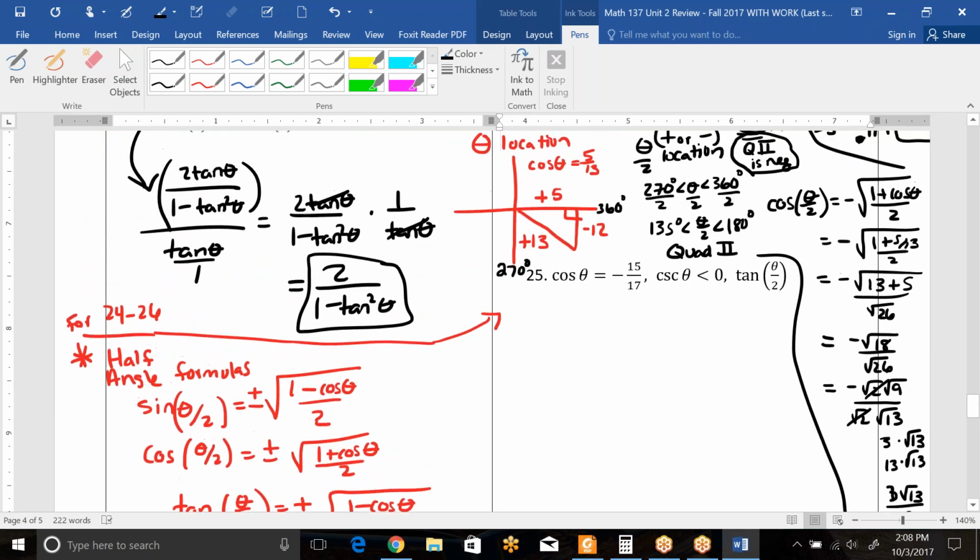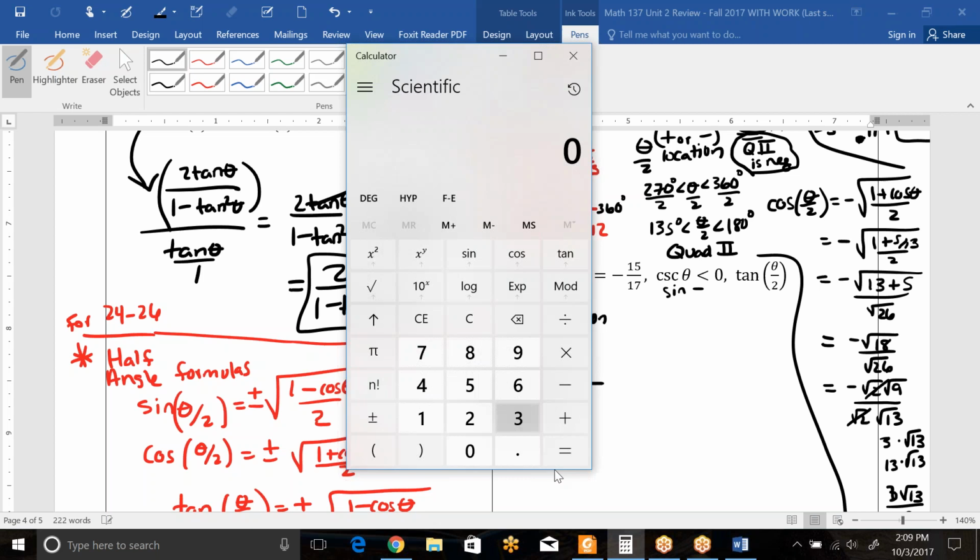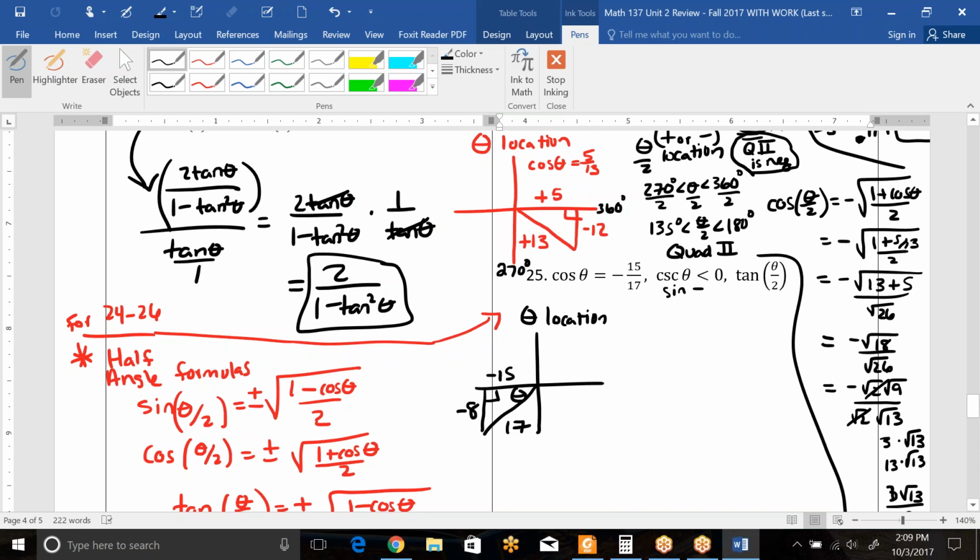Okay, so for 25, we were given that cosine is negative. So if we're looking for theta's location again, sine is also negative here because it's cosecant. So where are cosine and sine both negative? That is down here in quad 3, so that's where theta is located. So then this would be negative 15, and this is 17, and that is 289 minus 225, and the other side is going to be a negative 8 because of where we're located.